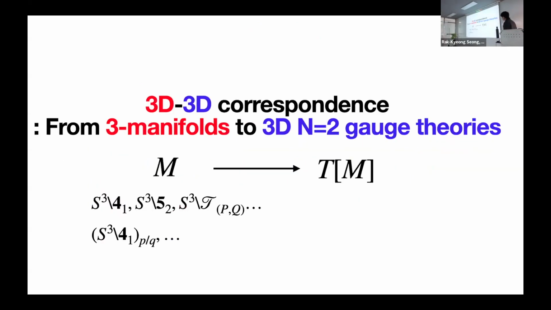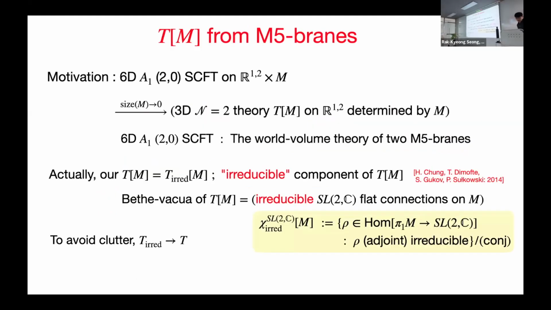Let me briefly explain the 3D-3D correspondence, which is basically assigning the 3D N=2 theory from the 3-manifold. The 3-manifold is given by some knot complement, or we can consider some Dehn-filled knot complement, which is a closed manifold. Then we will assign the 3D gauge theory, which is labeled by T[M]. The motivation comes from M-theory. In M-theory, we know that there is an extended object called the M5-brane, and its world-volume theory is known to be described by the exotic 6-dimensional superconformal field theory, which we usually call the 6D A1 (2,0) theory.